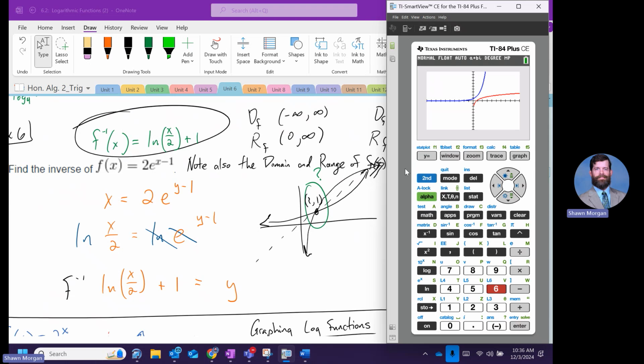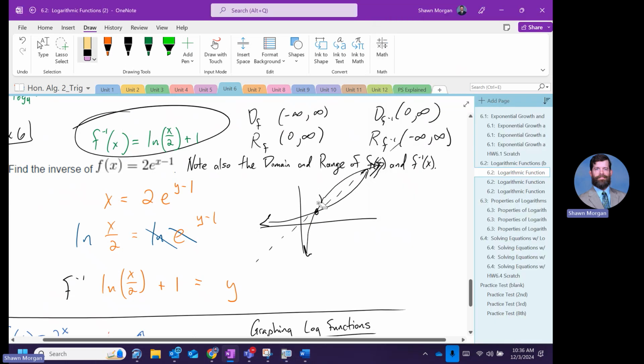I don't know. So obviously my graph is a bit jacked up because I miscued on the y-intercept. So let's fix that. I know it didn't ask us to graph.